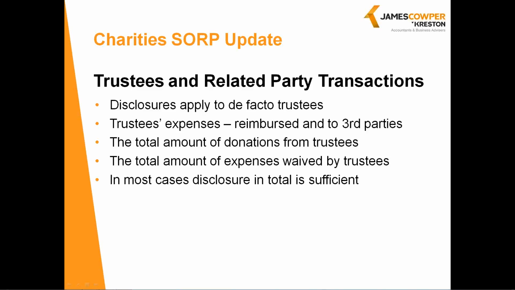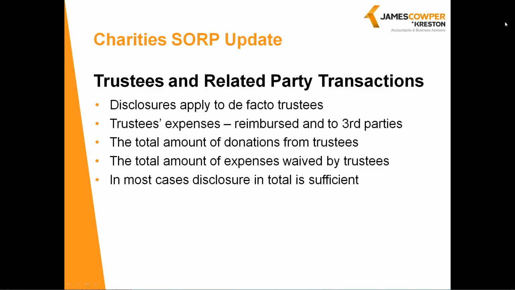Trustee expenses are covered in detail within the SORP 2015, and particular mention is given to the fact that trustee expenses disclosed in the accounts shouldn't only include reimbursed expenses. There could be expenses paid by the charity to third parties. For example, train tickets for a trustee to attend a conference or a trustee meeting should still be disclosed as trustee expenses.